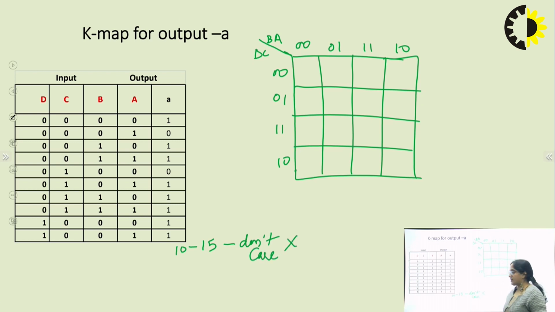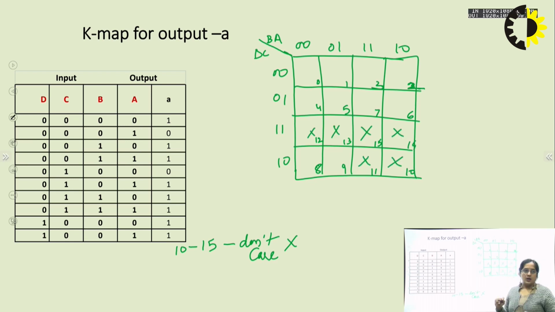That is cross. So, we will place for 10, so first we will know the cell numbering. We will go with cell numbering 4, 5. So, it's wrong, it's 3 here, it's 2 here. 7, 6, 8, 9, 10, 11, 12, 13, 15 and 14. So, don't care is from 10. Now, we will place 1 because we are making SOP form expression.